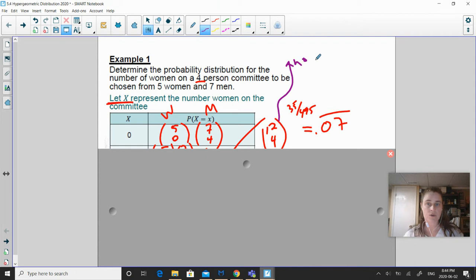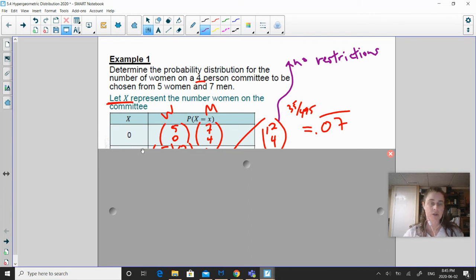That is the no restrictions case. Okay, and then you can use your calculators to do this choosing. It's a 5 choose 0 times a 7 choose 4, all divided by a 12 choose 4. I believe that comes out to be 35 over 495 or 0.0707 repeated. And that would be the probability for having no women on the committee.